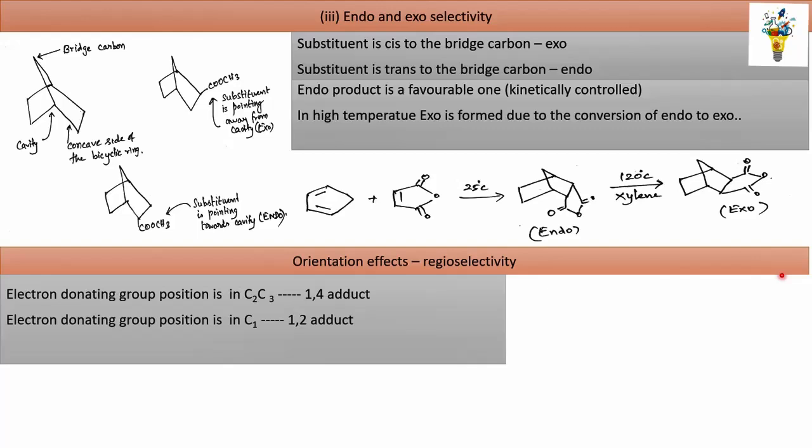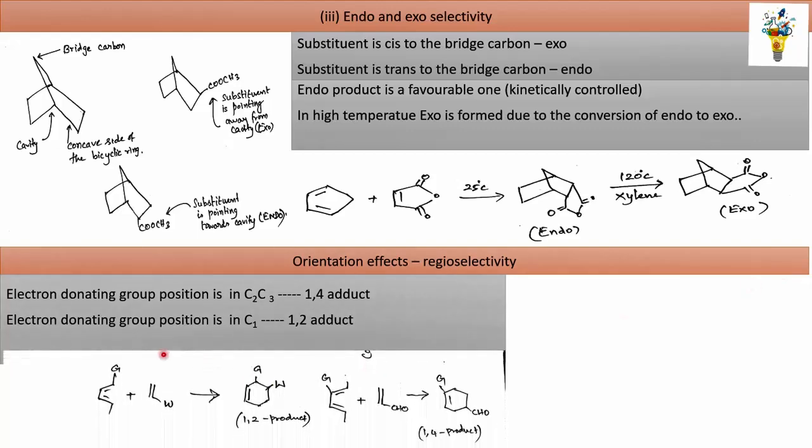Regarding this, if the electron donating group is present in C2 and C3, the electron donating group enhances the reactivity of the diene. Okay, and the electron donating group is present in the carbon 1 position or in the carbon 2 or 3 position. What is the adduct you got? Here the electron donating group in C2 or C3, you get the 1,4 adduct. So the Diels Alder reaction is the 1,4 addition product we have dealt with. When the electron donating group is in C1, you get the 1,2 adduct.